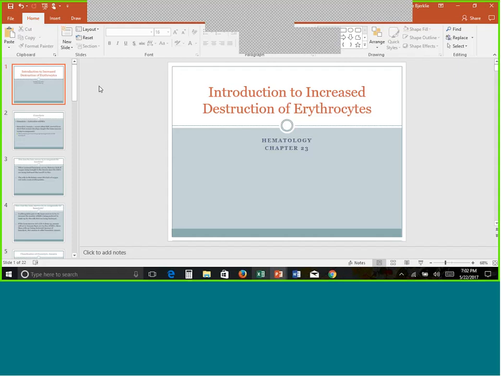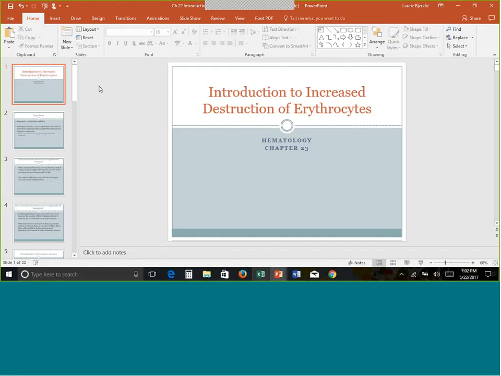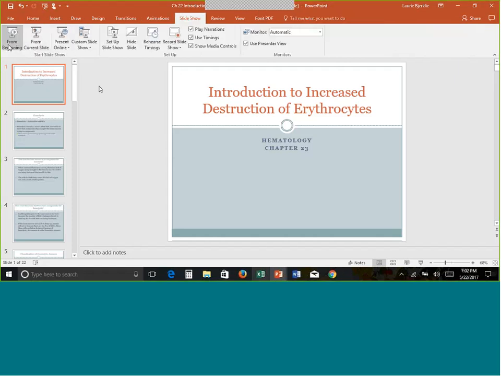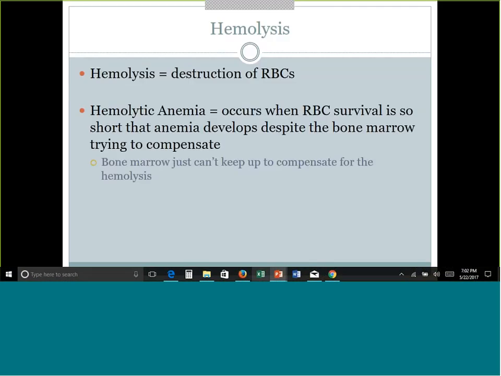All right, so the first chapter is chapter 23, which is basically an introduction to hemolysis. The word hemolysis itself means a destruction of red cells. A hemolytic anemia comes about when enough of those red cells have been destroyed and the bone marrow can't keep up. It cannot compensate and replace the destroyed red cells, which then results in the anemia. So anytime you see hemolytic anemia, it's a result of some sort of destruction to those red cells, and the bone marrow just can't keep up anymore.